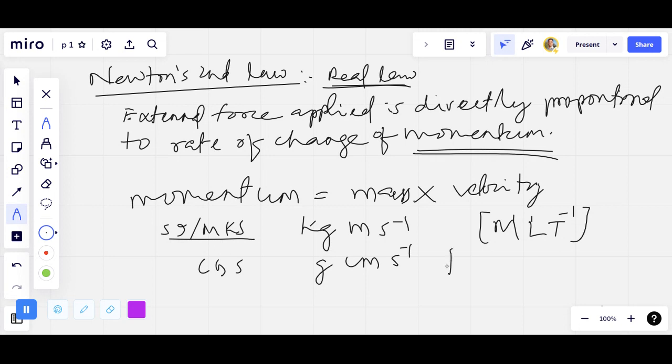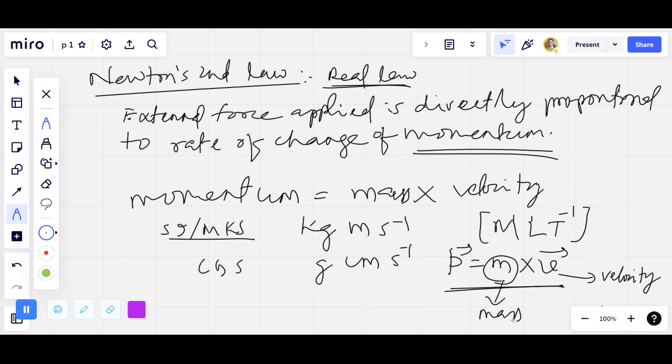In notation we can write p is equal to mass into velocity. Momentum p is a vector quantity, mass is a scalar quantity, and velocity v is a vector quantity. Basically, I am talking about linear momentum. In a future slide, I'll be discussing angular momentum. These are very basics, and you should understand what momentum is.